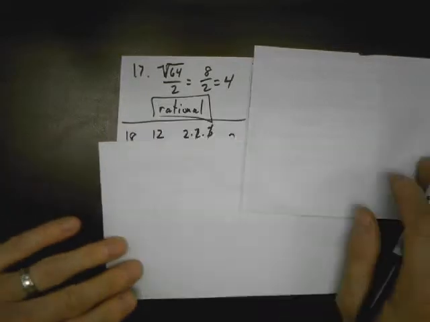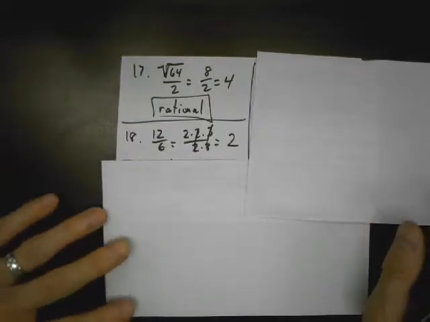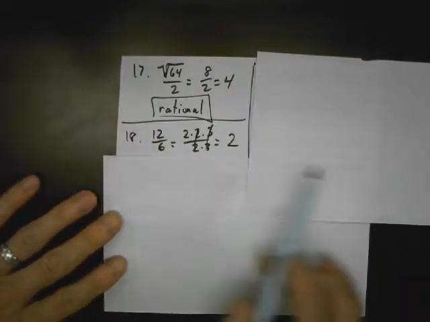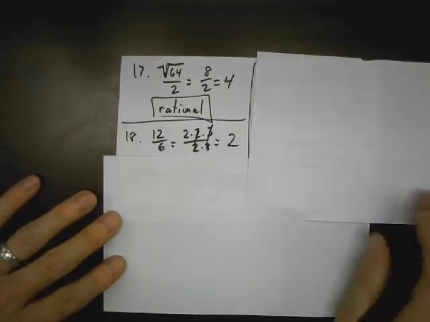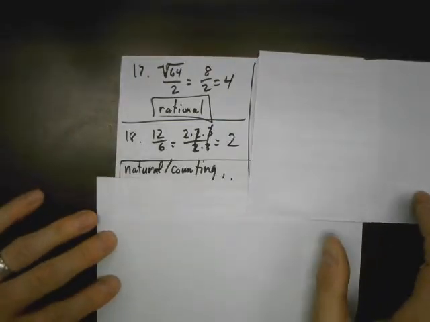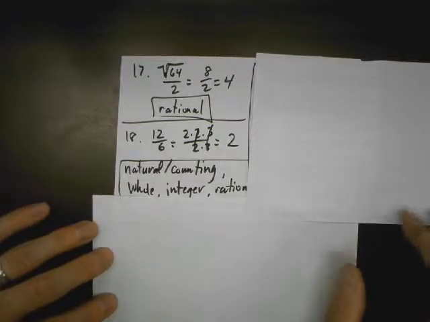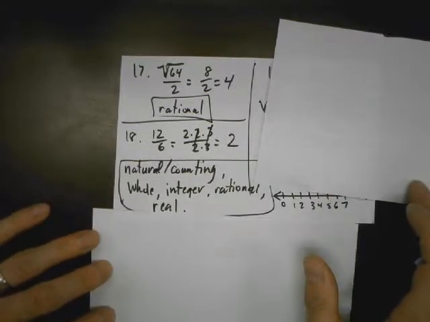So, number 18, we have 12 over 6, and it looks like they want us to categorize that. Always simplify first. Since it simplifies down to 2, 2 is a natural or counting number, which means it has to be a whole number, which means it has to be an integer, rational, and real.